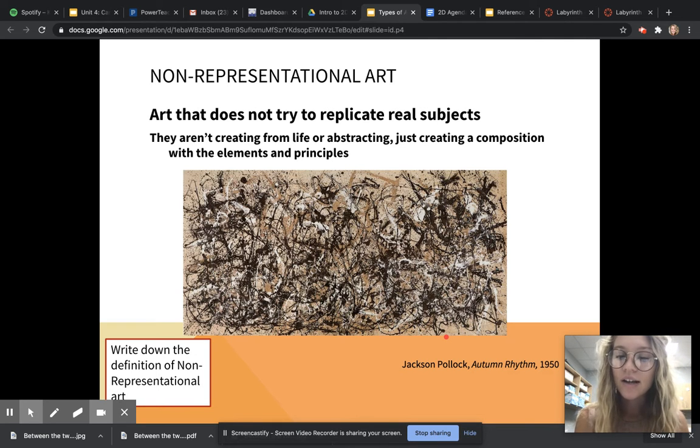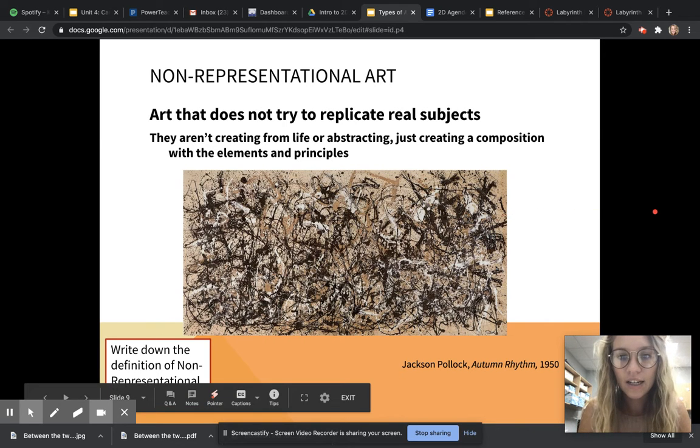Non-representational art, on the other hand, is going to be a little different from the other two. The other two still have subject matter that we can tell what they are to some degree. Abstract, again, you can't really tell that much, but you kind of get what it is. And then realistic is very much you know exactly what it is. Then there's non-representational. This means nothing in the painting represents a real thing. In another way of saying it, there is no real subject matter. It's not trying to represent anything from real life.